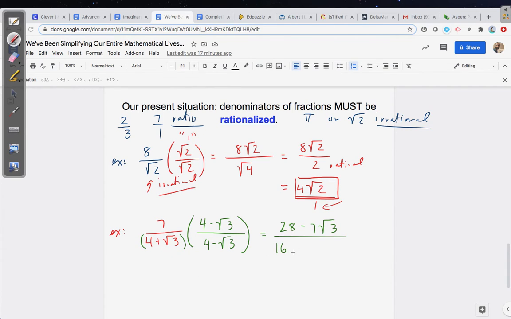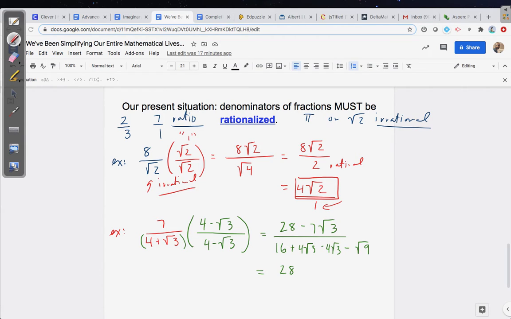4 and 4 give us 16. On the outside, we get positive root 3 times negative root 3 is negative root 9. In the middle, we get positive 4 root 3. And on the outside, we get negative 4 root 3. You might be looking at this and saying, there's no way this is going to end up rationalized and clean and neat. But it is.